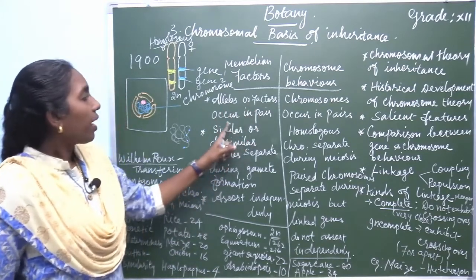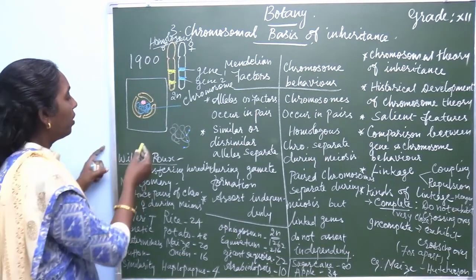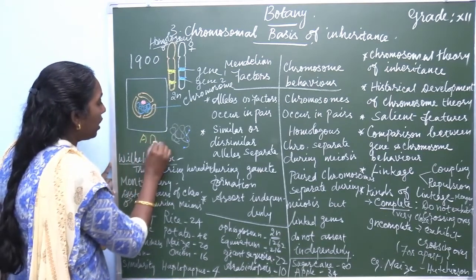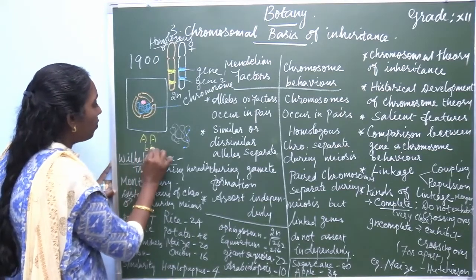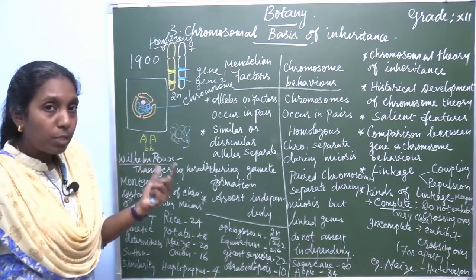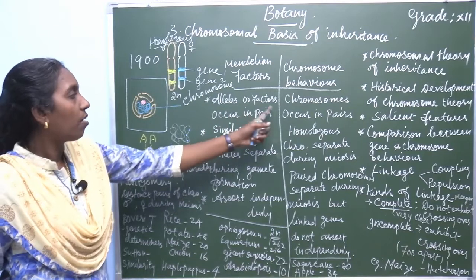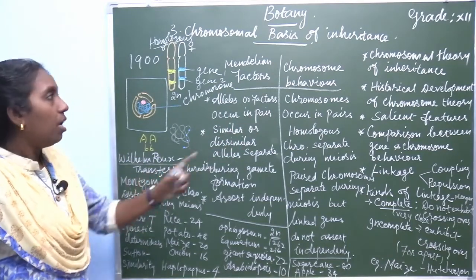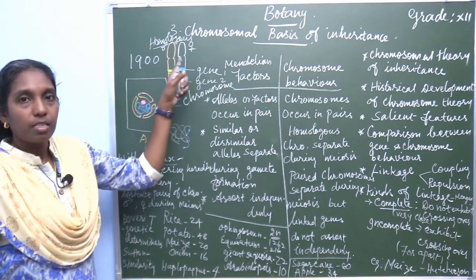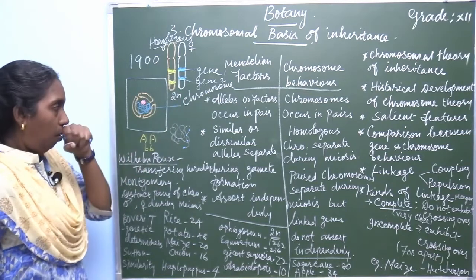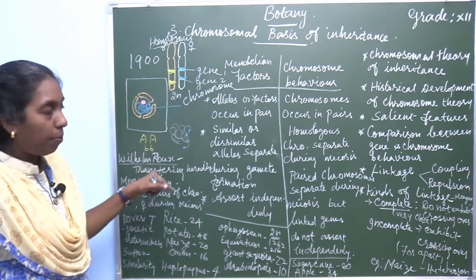The alleles or factors occur in pairs. According to Mendel, what are alleles? One such example is capital A, homozygous dominant, or recessive small b. Mendel explained that these alleles or factors occur in pairs, and chromosome behavior says that chromosomes occur in pairs. That is the comparison. Here the alleles occur in pairs, here the chromosomes occur in pairs.